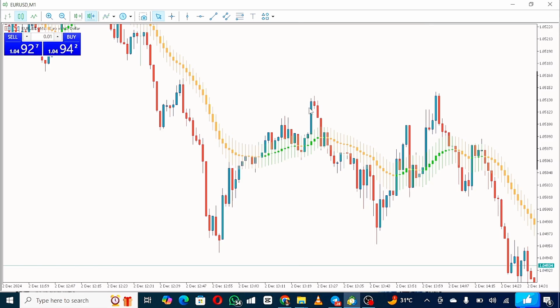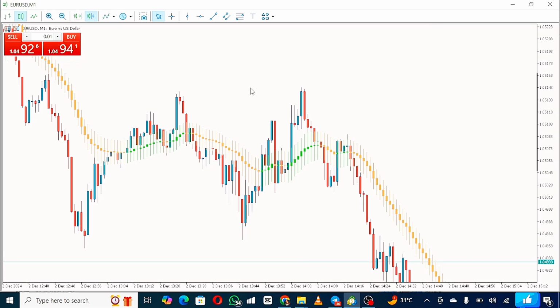So let's continue looking at it. Look at this one. It was a large candle, it touched it, but it moved a little bit and started coming down. So we all know that an indicator cannot be 100% accurate, but guys, the winning rate from this indicator surpasses by far the losing rate.